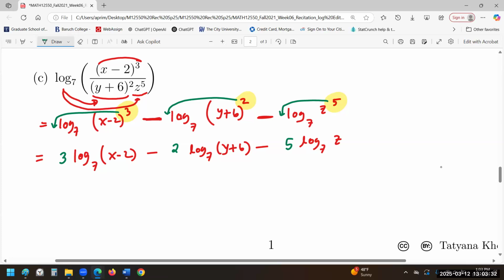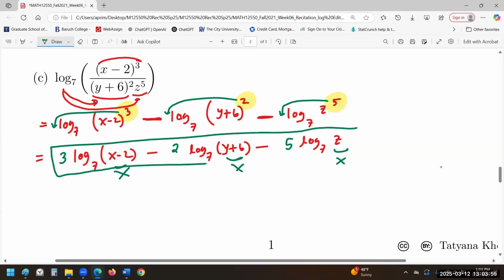And then you see, can you expand more? For example, here, it's not a multiplication, so it cannot expand anymore. This is also not a multiplication, it cannot expand anymore. And this is a single number, there is nothing to expand, so it cannot expand anymore. That means our final answer is this. That's the maximum we can expand our argument for this log, which isn't bad, right?